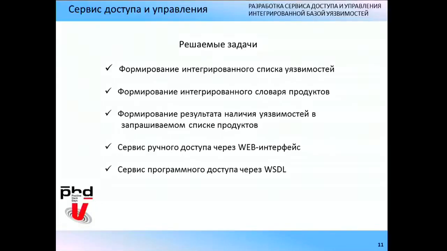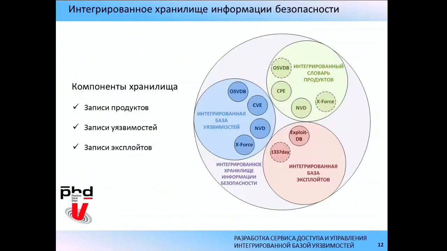For 0, there's no dependency. For 1, there's only one group of dependent products. And for parameter 2, these products are dependent. We have resolved the following challenges: establishing integrated vulnerability lists, an integrated product dictionary, a web interface to access the database, and also server program access through WSDL.